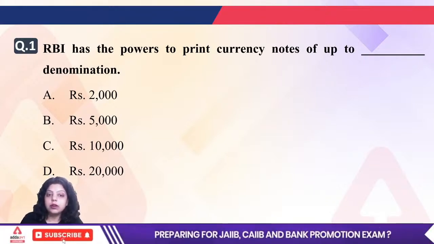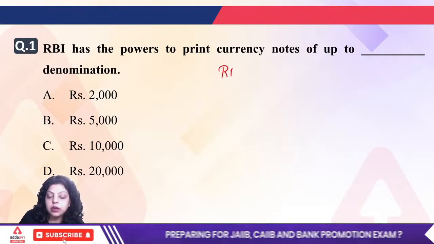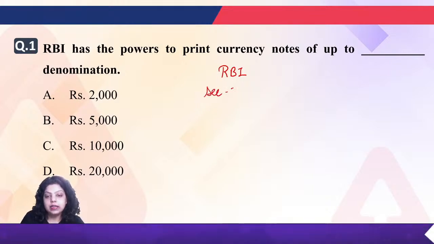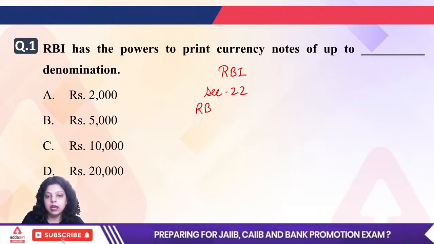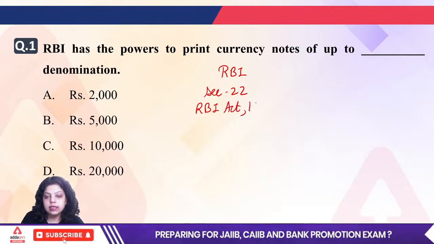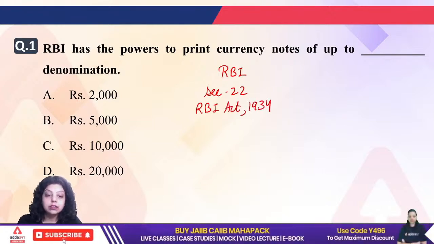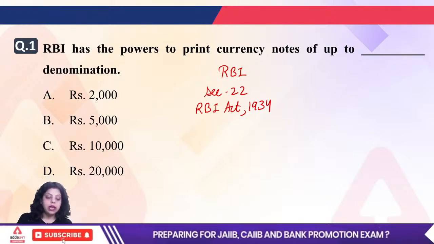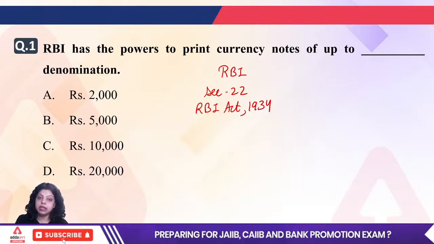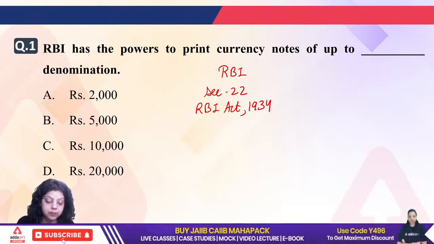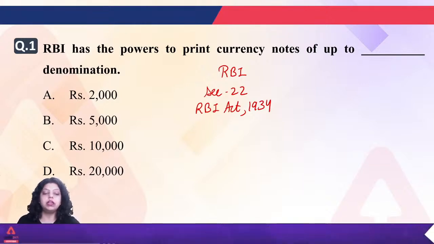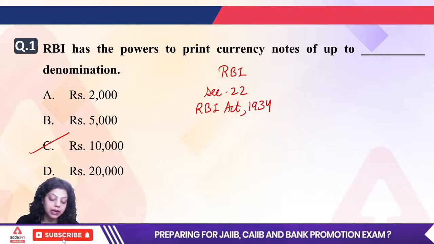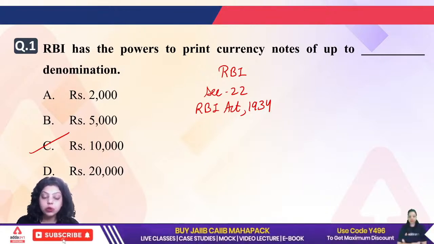If we are talking about Reserve Bank of India, RBI has the right to print all the denominations except rupee 1 under Section 22 of the RBI Act 1934. RBI has the sole right to print all the denominations of the currency except rupee 1. The 1 rupee note will be printed by the Government of India, Ministry of Finance, not Reserve Bank of India. Up to the 10,000 rupee denomination currency will be printed by Reserve Bank of India. So simply, except rupee 1, RBI can print all the currencies.